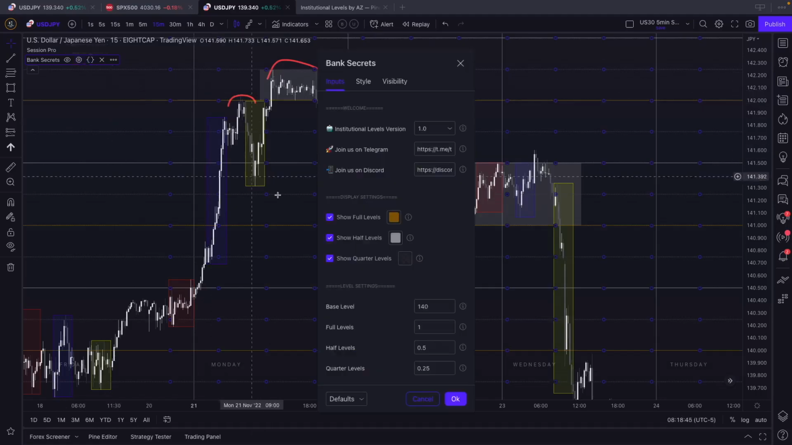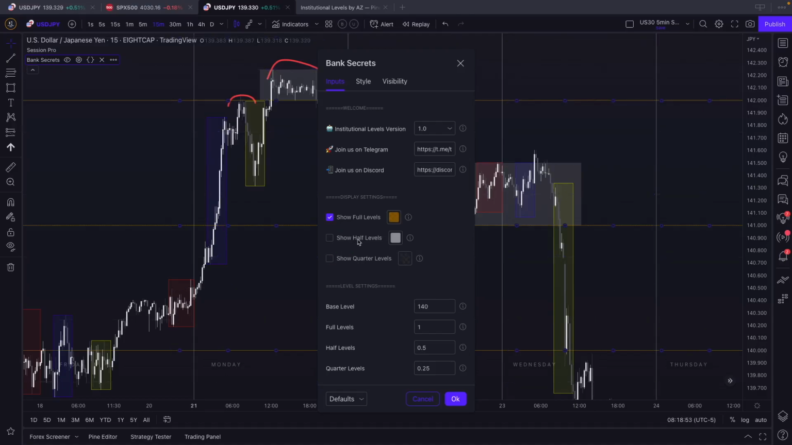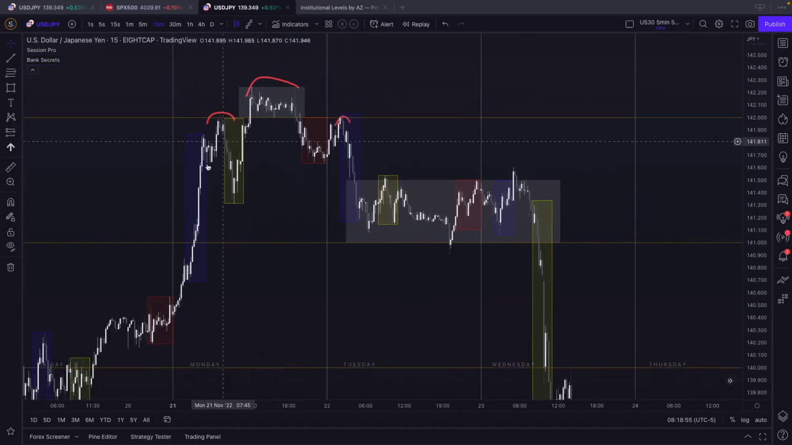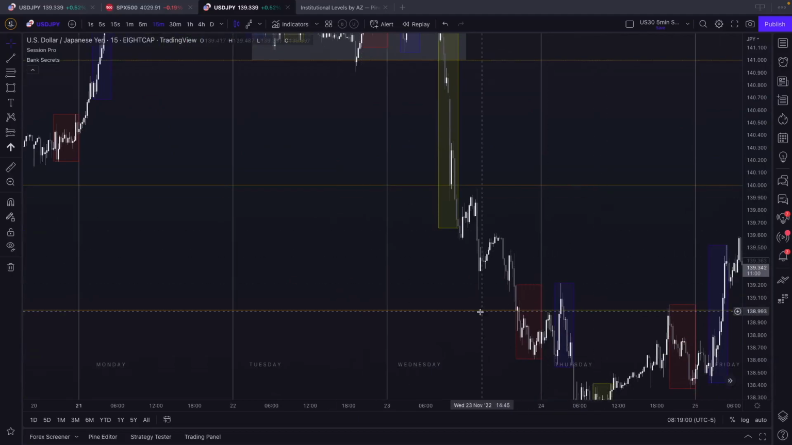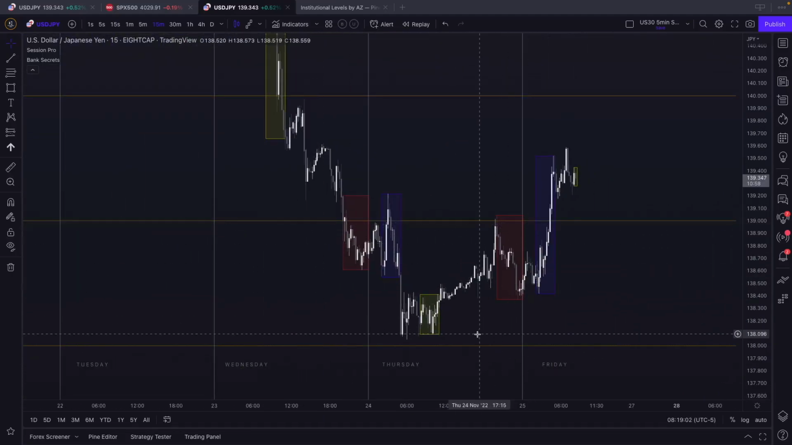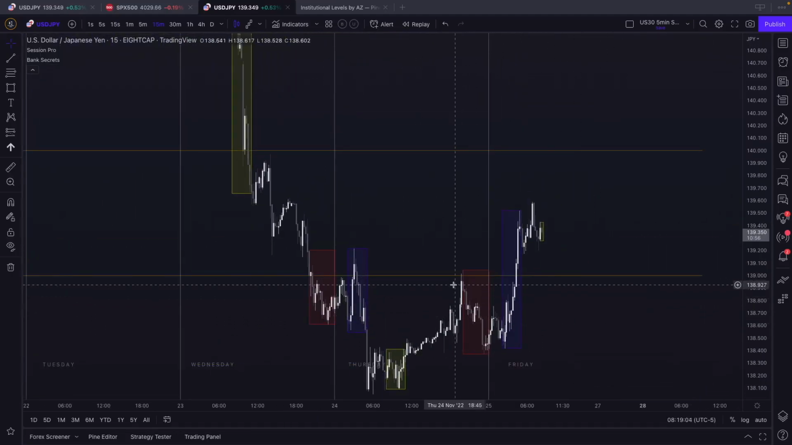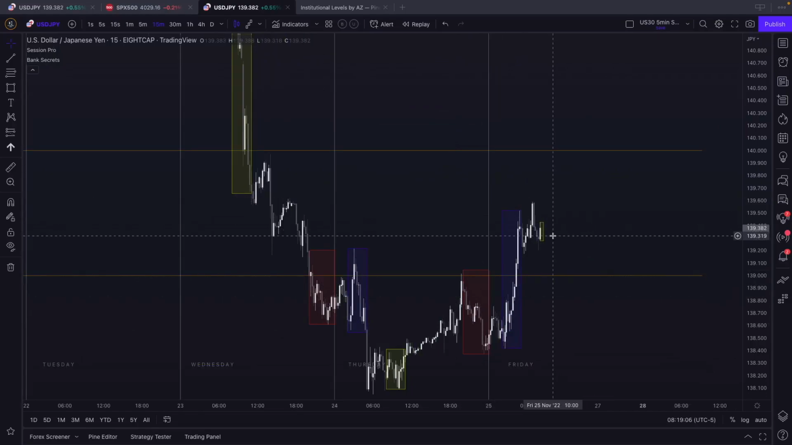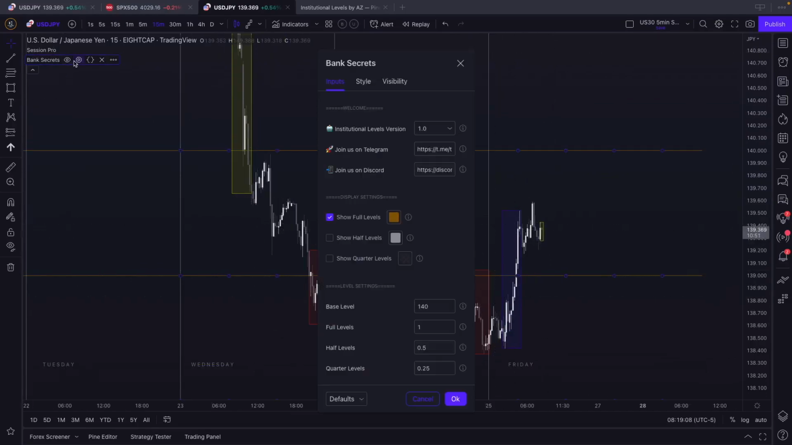Let me get down to the settings here a little bit. So we have the full levels, the half levels, and the quarter levels. For example, if you only want to see 100 pip ranges, you can turn off both of those settings. And now you only see the 100 pip boxes, basically, that we're moving through all the time. So here we started to accumulate again, and now we're breaking above this 100 pip box. And basically how you use all those settings, it's all explained in those little information buttons right next to it.